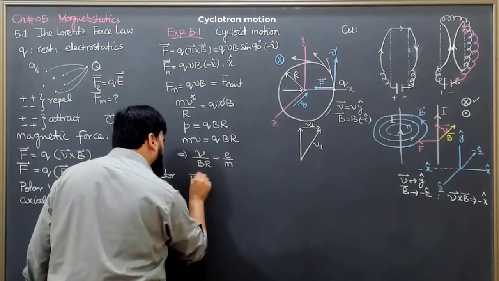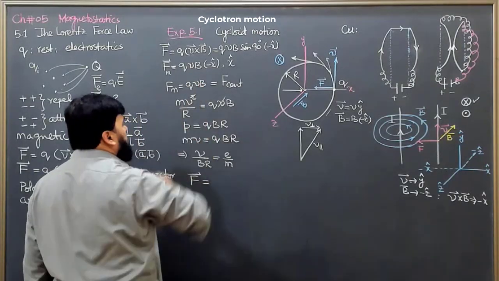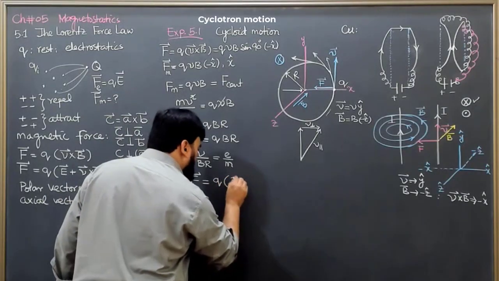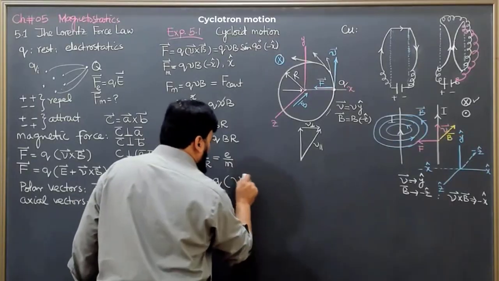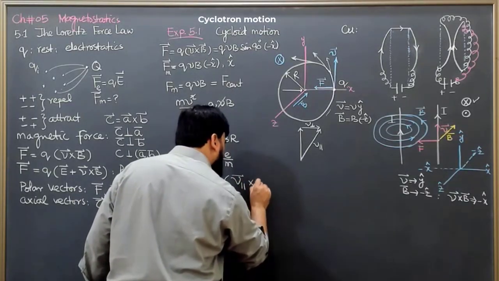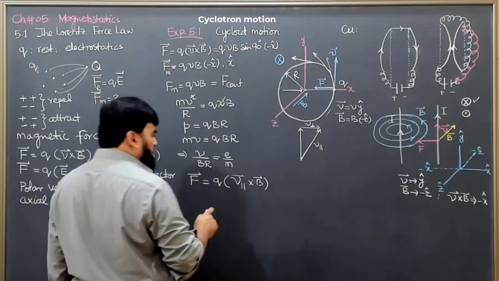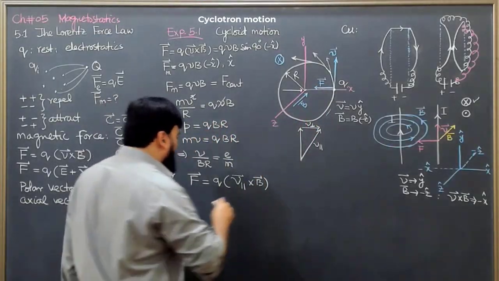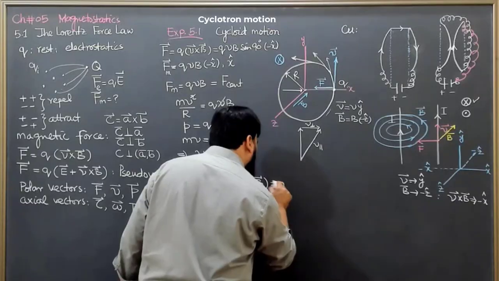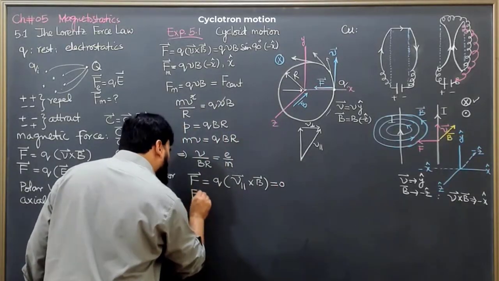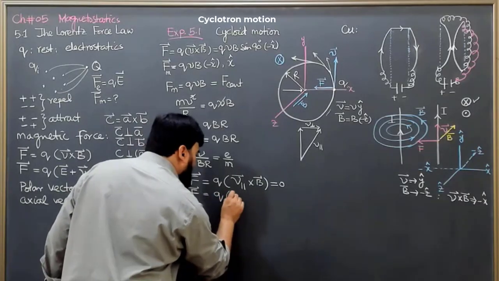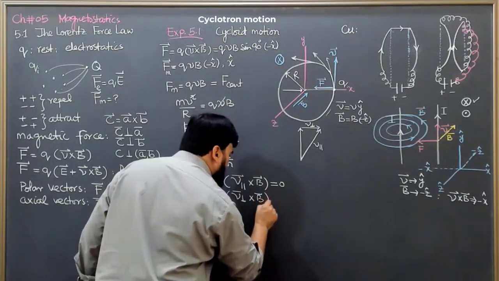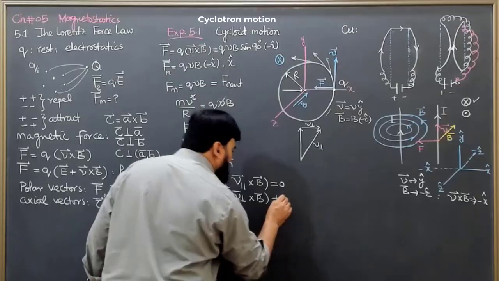So I can write the force equals, for example, I write for both separately, Q V parallel cross B. This V parallel is along the direction of B, so there will be no force on this one. The only force here is Q V perpendicular cross B. Only the perpendicular component will experience the force, and this will lead to a non-zero force.